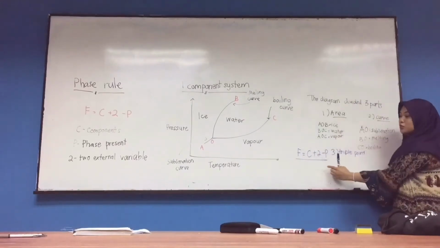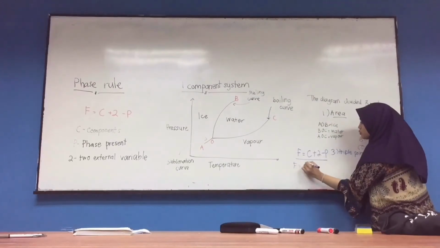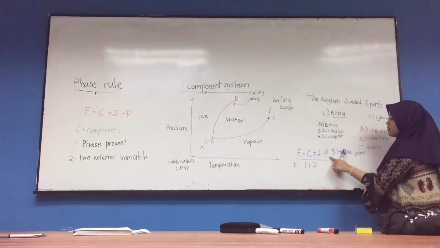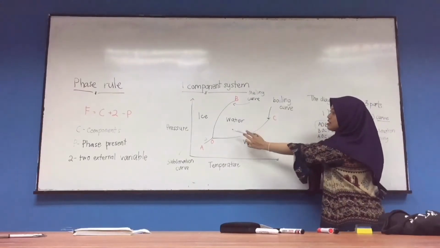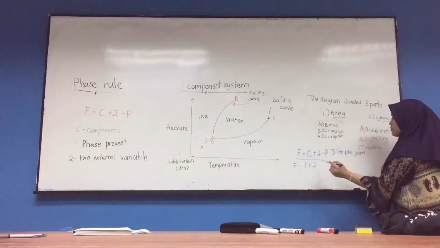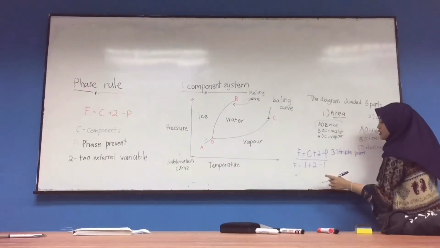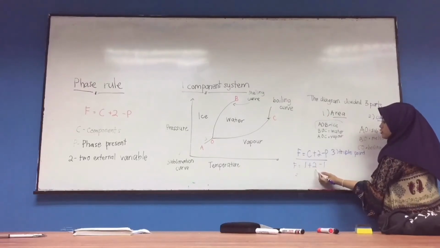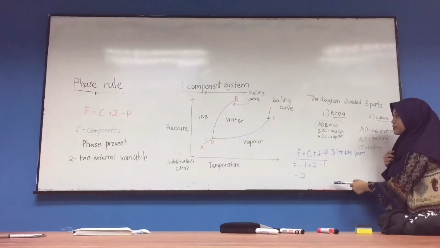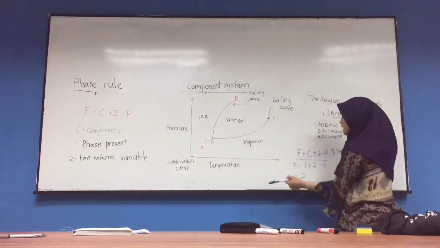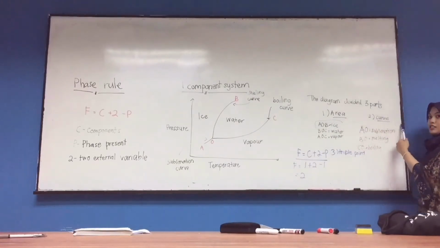The component equals 1 because we use a one component system. So F equals 1 plus 2, and at the area of AOB there is only ice, which is 1 phase, so minus 1. If we total all of this, 1 plus 2 is 3, minus 1 is 2. So the degree of freedom for the AOB area is 2. After that, the curve.